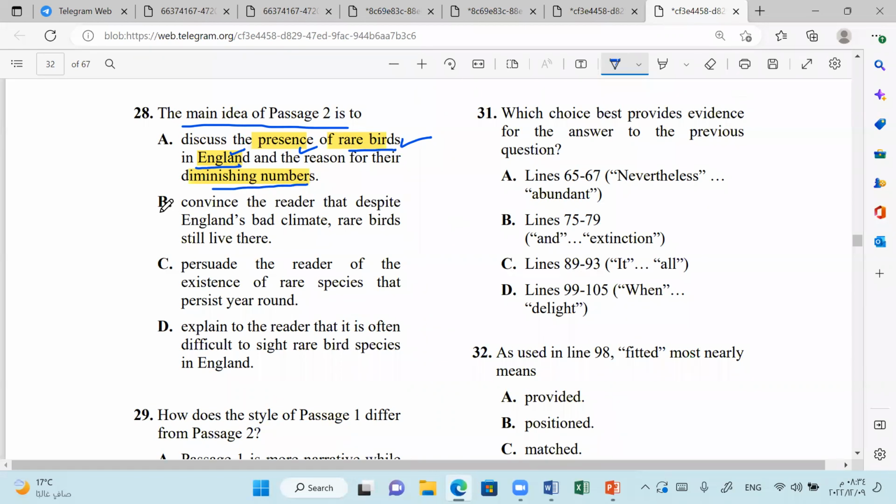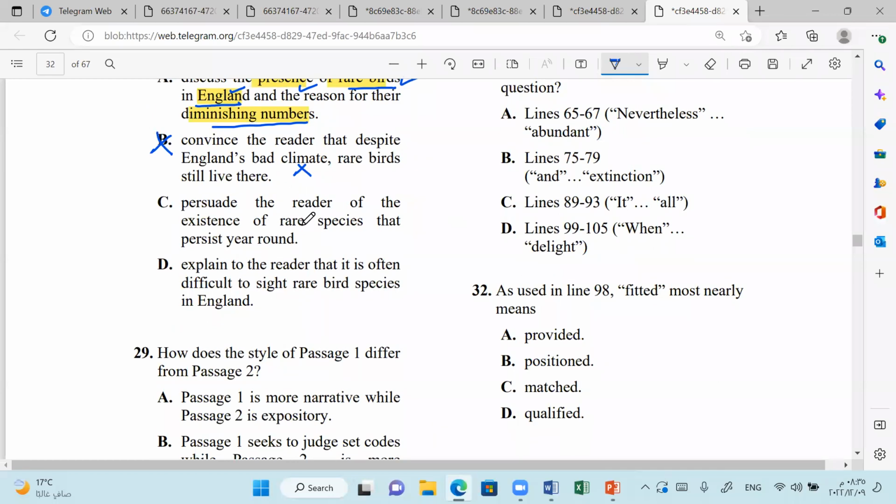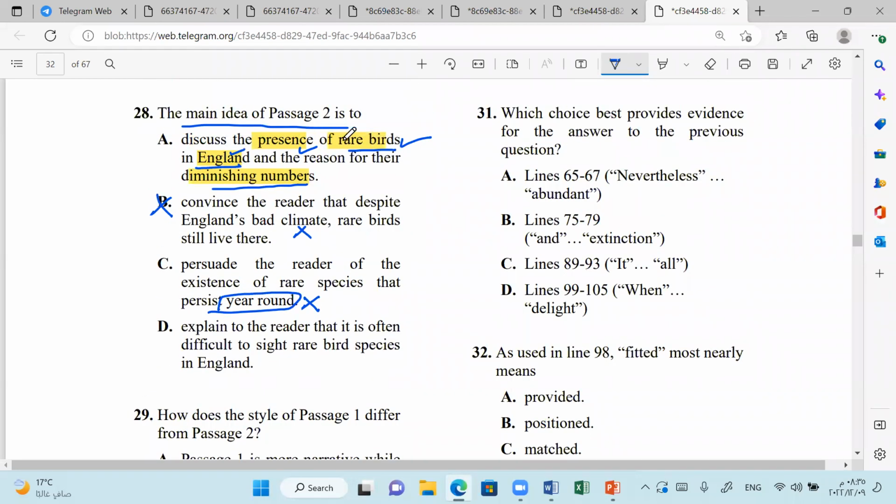Let's see letter B. Convince the reader that despite England's bad climate, rare birds still live there. I have no such reference. Persuade the reader of the existence of rare species that persist year-round. This is a reference to time, which I have no reference to. At least I have England, presence, rare birds. Here, explain to the reader that it's often difficult to see rare bird species in England. Oh my God, difficult to see that in England? No, this is the total opposite.